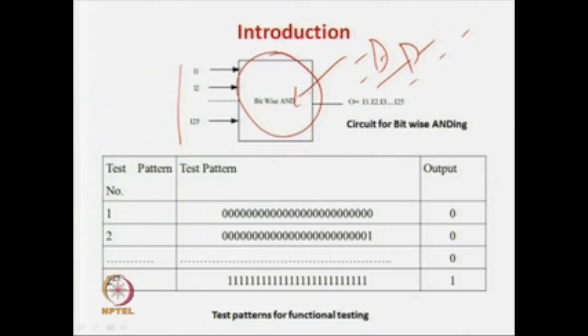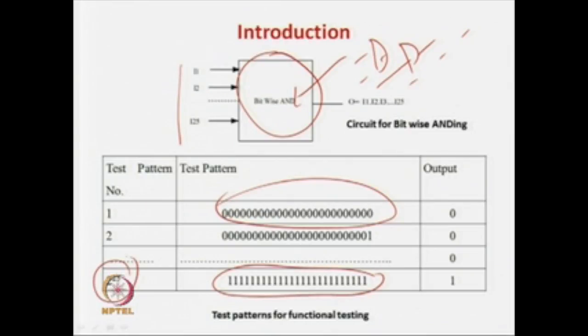Now you can understand that if I have to do functional testing for this one also, we have to apply patterns which start from all zeros, that is I1 to I25 all zeros, and we have to go to all ones. So we require 2 to the power 25 test patterns to test the circuit. We start from all zeros and we end with all ones. And what is the expected output? Because it is AND of all the inputs, that is I1 dot I2 dot up to I25, for all cases the answer should be 0, except in the last case the answer is 1. So for exhaustive testing you require to apply on the order of 2 to the power 25 input patterns, which is very large.